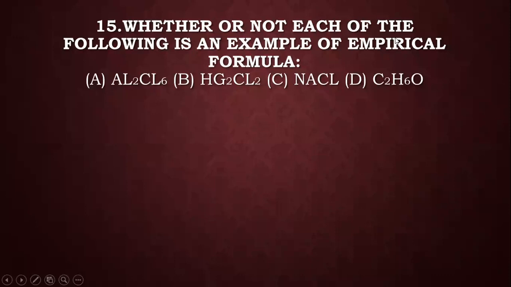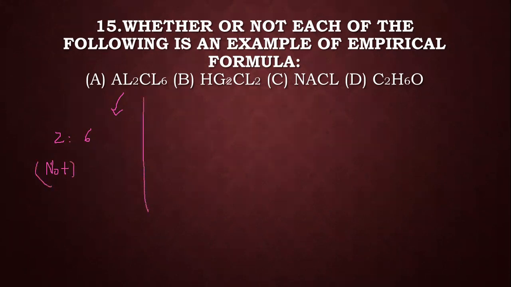Now, in this question, we have to find whether each of the following is an example of an empirical formula or not. In case of A, Al2Cl6, the ratio is 2:6. It is not the simplest whole number ratio. So Al2Cl6 is not an example of an empirical formula.